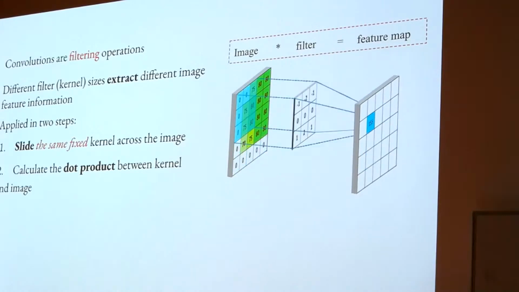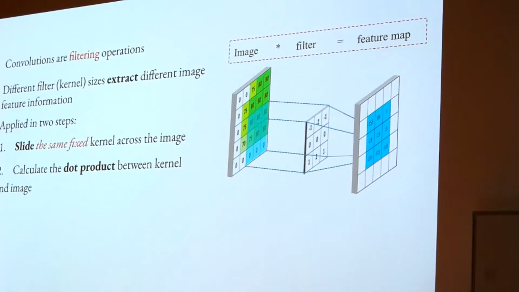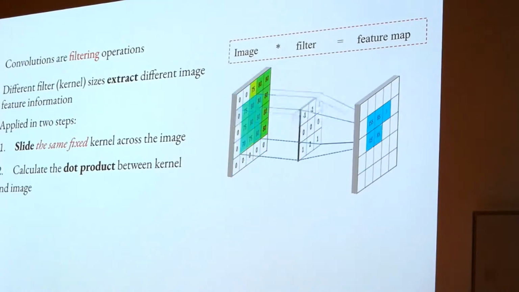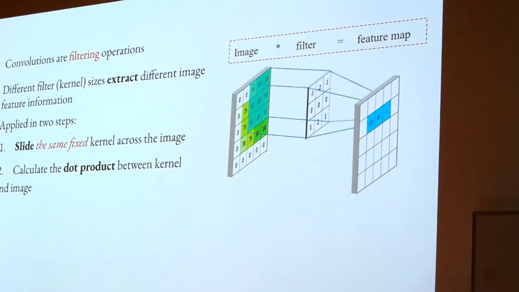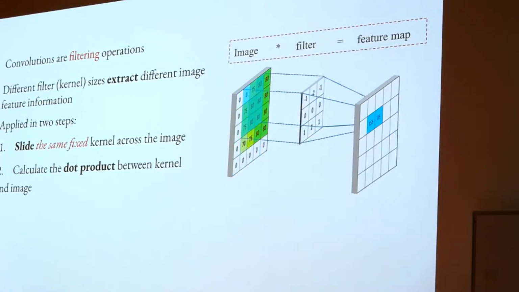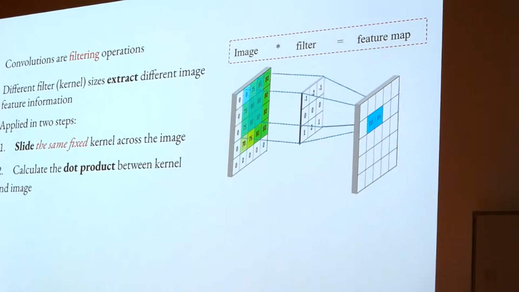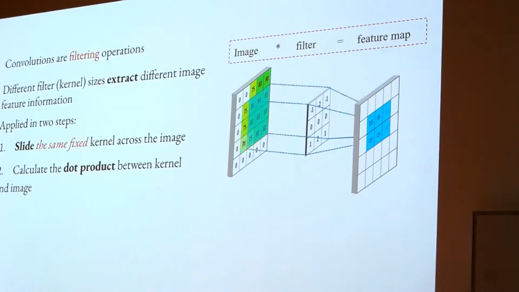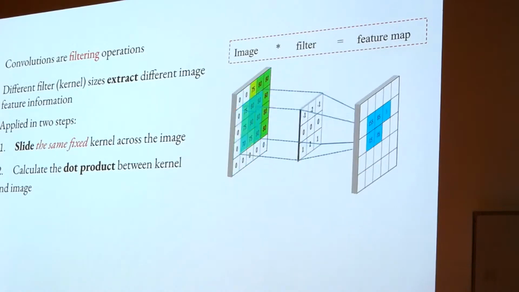We have an image, we are convolving with a filter, and this filter is sliding all across the image, and then we are getting specific numbers as a feature map, or features. This is just one filter. We can apply thousands of filters, and then we will have thousands of feature maps.